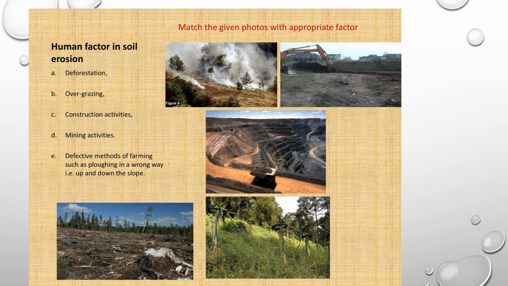The one in the middle is mining activity. Defective method of farming such as ploughing. Look at these two. And then overgrazing. Just match and discuss, then come back to human factors in soil erosion: deforestation, overgrazing, construction activity, mining activity, defective method of farming such as ploughing in the wrong way.